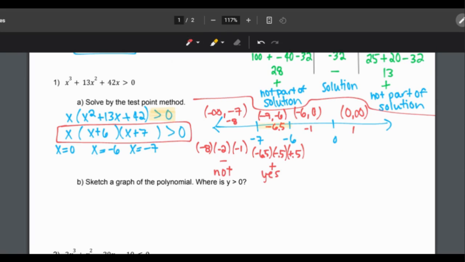All right, moving on, we're going to plug in -1. So we got -1 times 5 times 6. That's going to give me a negative value. And that is not what I'm looking for, since I'm looking for greater than 0 this time. And then the last one I'm plugging in is 1. So we got 1 times 7 times 8. And that's positive, positive, positive. So that's going to give me positive. And that is part of the solution set.